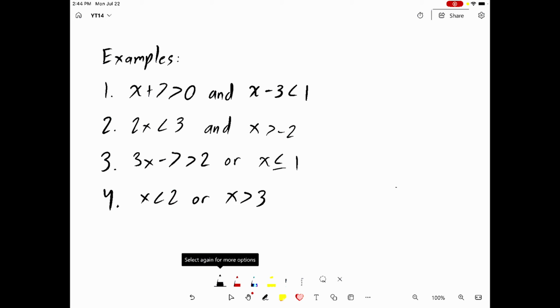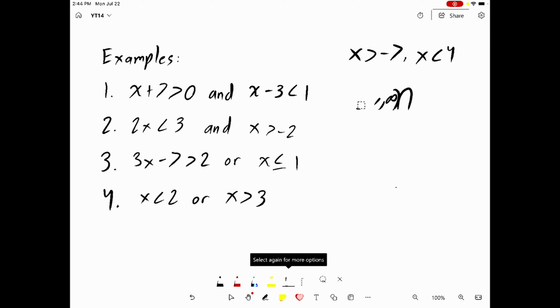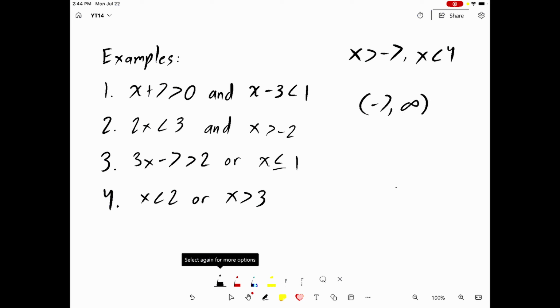What we would do is we would have x is greater than negative 7 and x is less than 4. So it has to be both of these, right? So what we're going to do is we can put the intersection sign. If it's greater than negative 7, that's negative 7 to infinity. Let me rewrite that because the infinity is kind of squished in the middle of everything. So negative 7 to infinity, and our second inequality is negative infinity to 4.